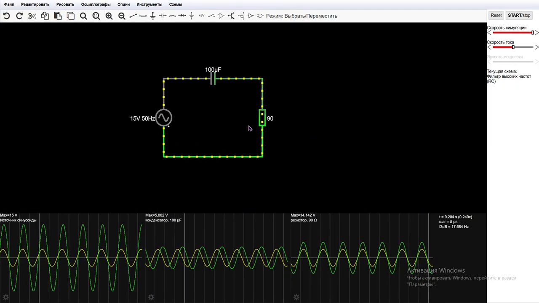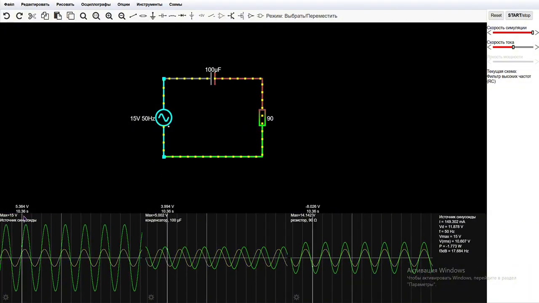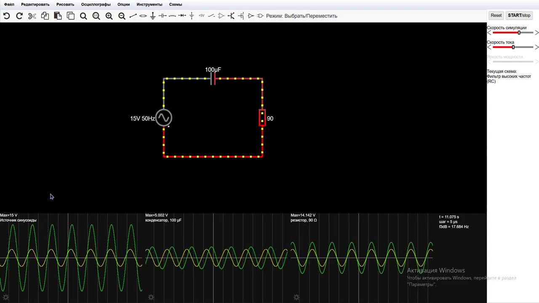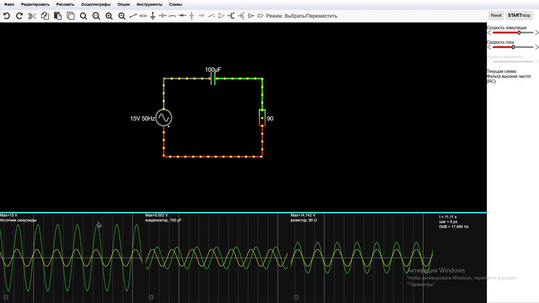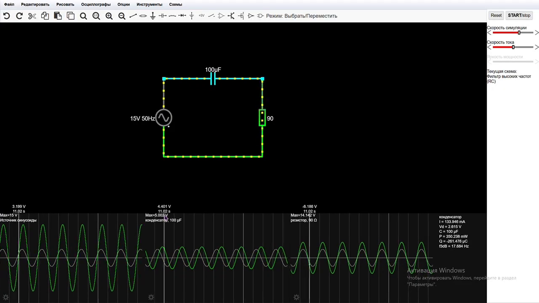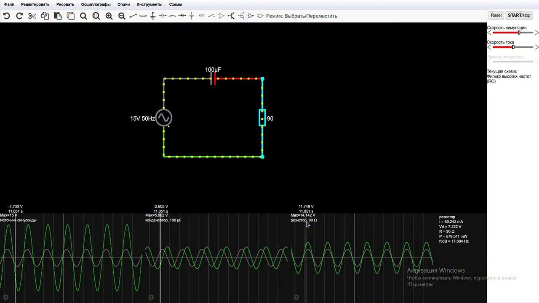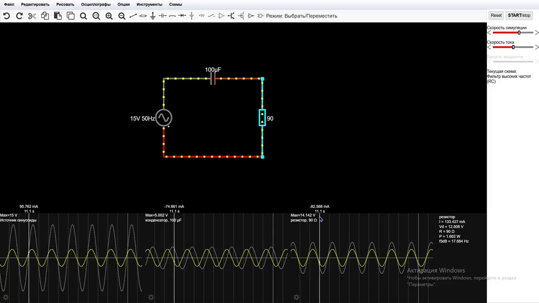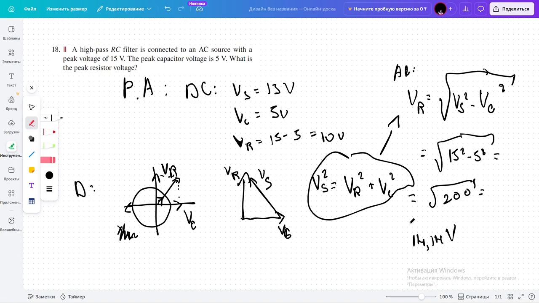Yeah, now we have those values. So let me slow this one. Now our maximum source voltage is 15, like how it's given in the task, and our capacitor voltage is 5, and we can notice that our resistor voltage here is 14.14, how we got in the answer.